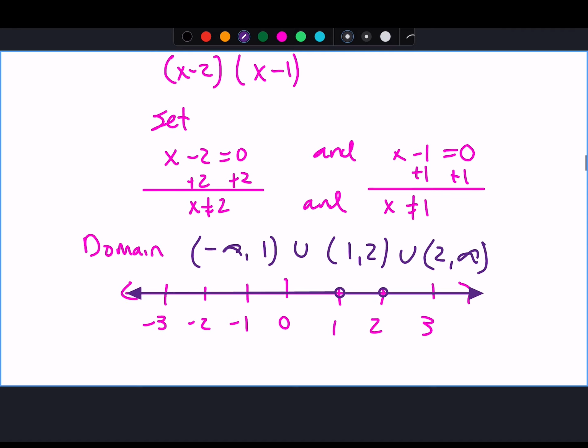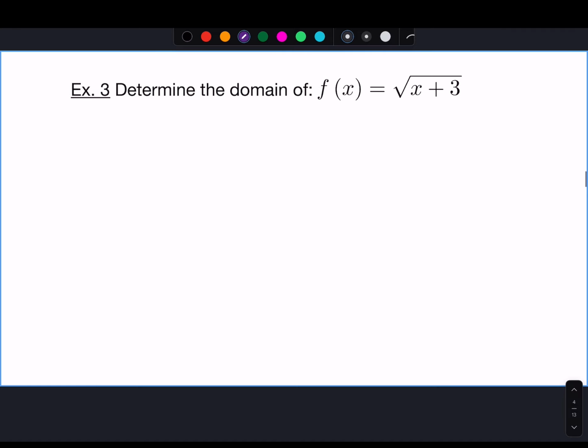Speaking of that, let's look at example 3. We want to determine the domain of f of x equal to the square root of x plus 3. So what are 2 types of issues we have with domains? Fractions and square roots. Which one of those do we have here? We have a square root. And what is the condition on the square root? What has to be greater than or equal to 0? The radicand, the stuff inside.